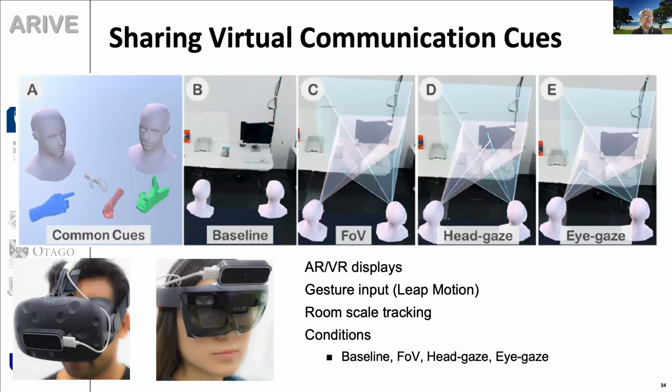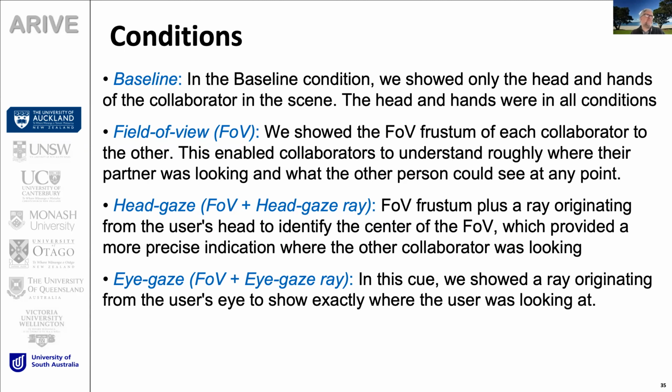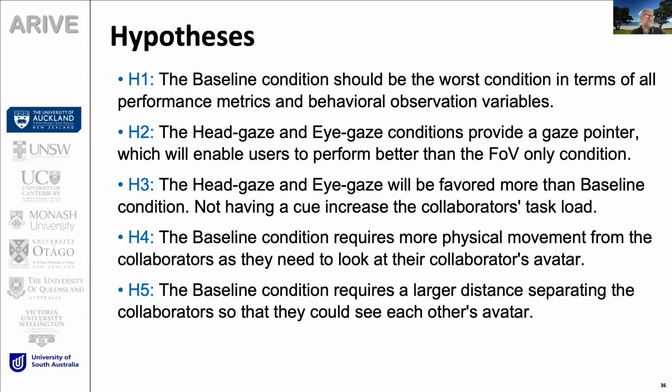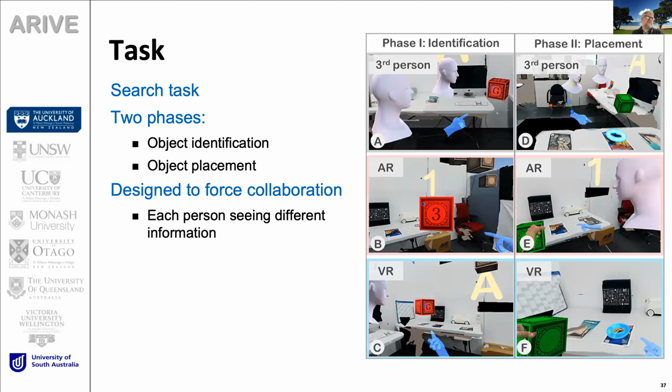So the baseline with no additional communication cues, and then the other three that had some field of view representation. The hypothesis was that the baseline condition would be the worst, providing the head gaze and eye gaze should enable people to perform better, and the head gaze and eye gaze will be more preferred. The baseline condition may require more movement because they need to look at the other person's avatar, and it may be more distance separating the people so they could see the avatar.